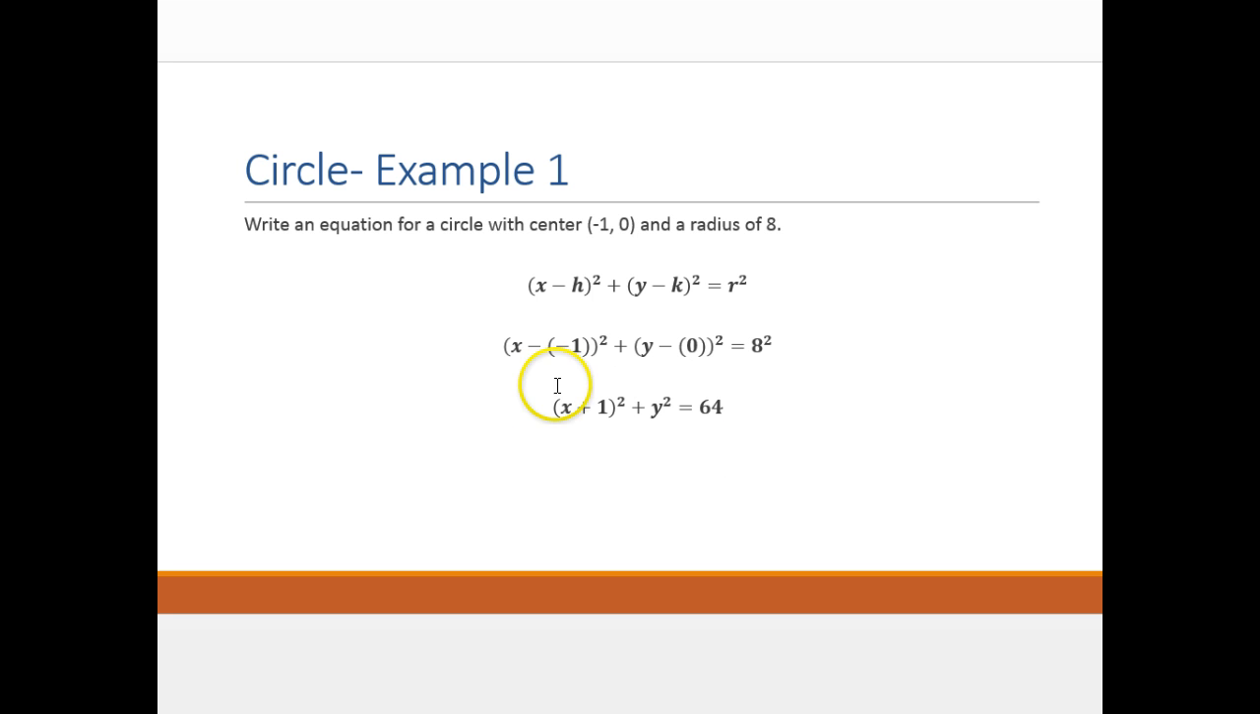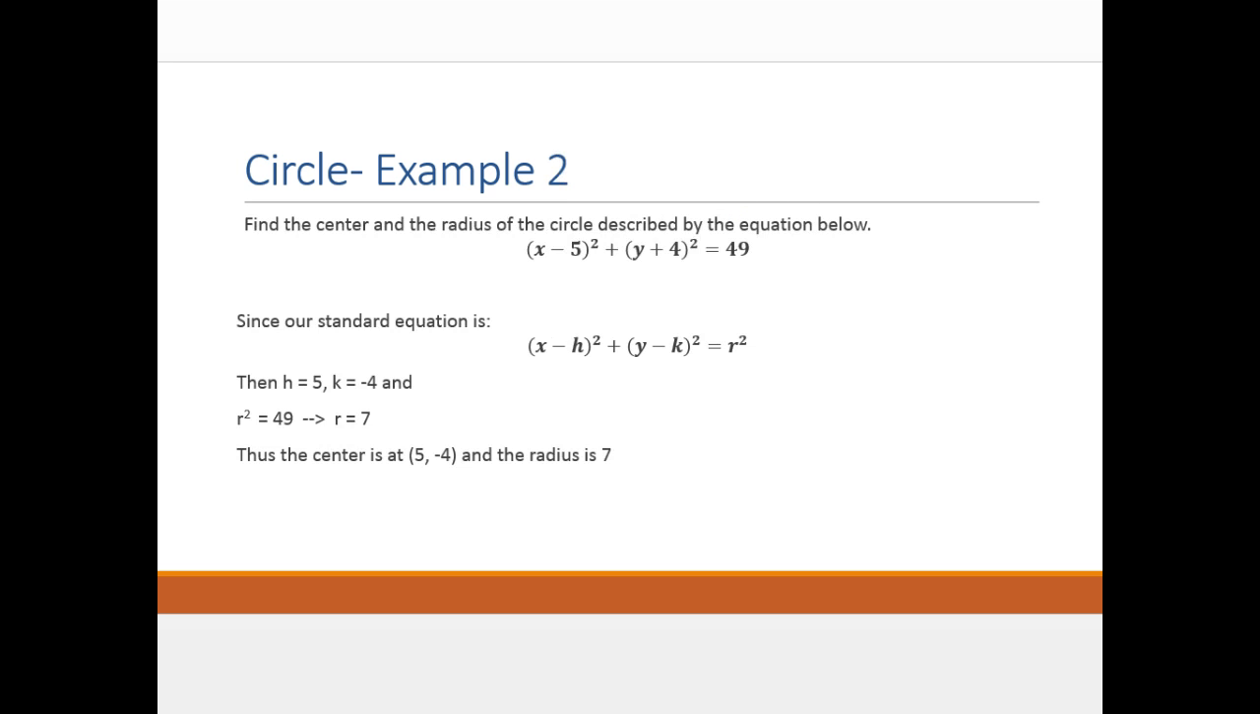Notice I can also work backwards. I can say, well, if I wanted to put it in this form, this is x plus 1, so the h would be negative 1. This is just y squared, so that means the k is 0. So negative 1, 0 is the center. And if I take the square root of 64, I get 8. The radius is 8.